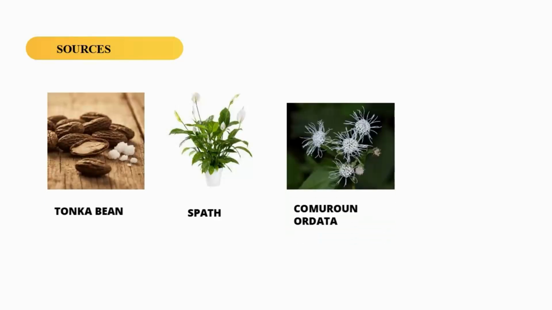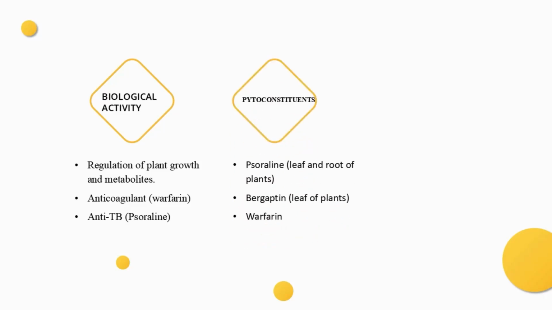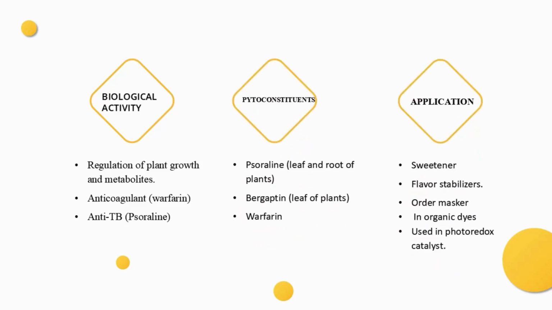These are some other sources from which coumarin molecules are isolated, and these sources are tonka bean, Coumarouna odorata, and lavender. Coumarin molecules also have biological activities. They are used for the regulation of plant growth and metabolites. They are also used as an anticoagulant, that is warfarin, and as anti-TB, that is psoralen.